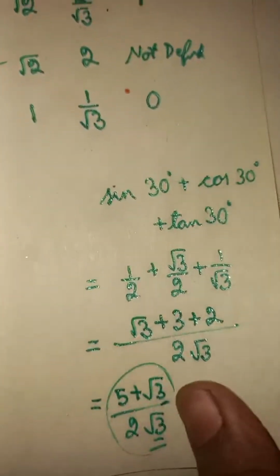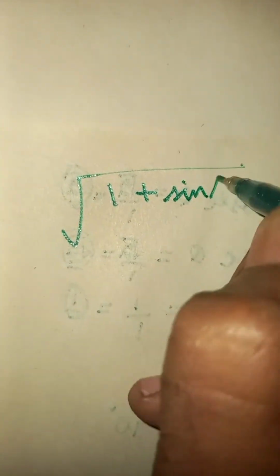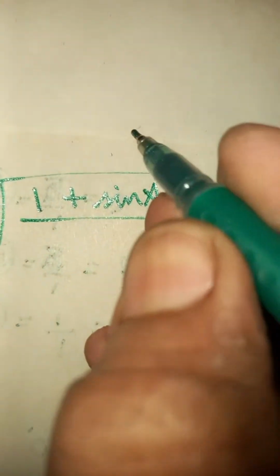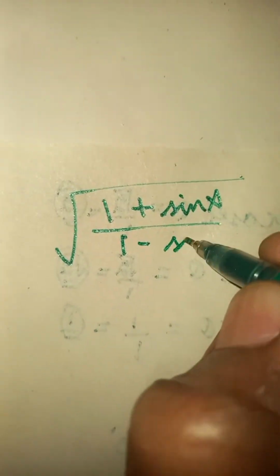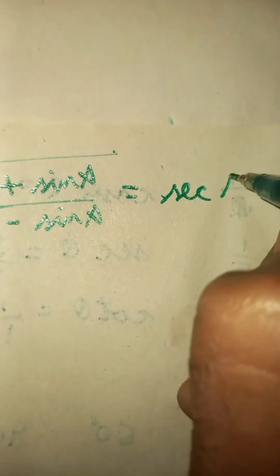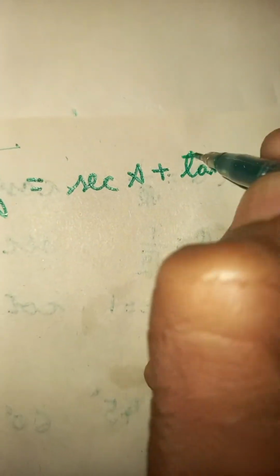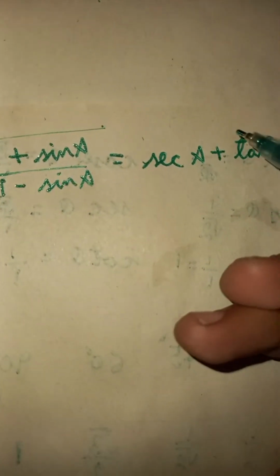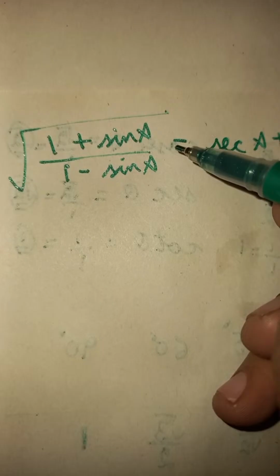Let's take the next problem. Here they are giving this to prove. They are telling us to prove root of 1 plus sin A by 1 minus sin A must be equal to secant A plus tan A. That is secant A plus tan of A. You need to prove it either by taking LHS to RHS or RHS to LHS. Now let's start this one.